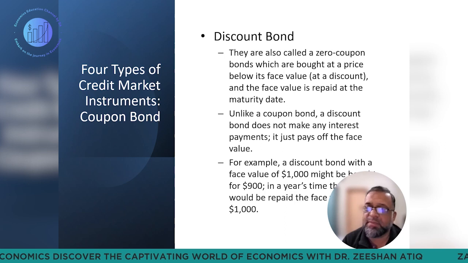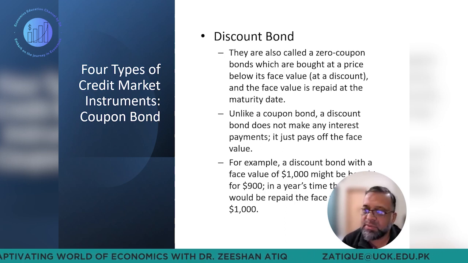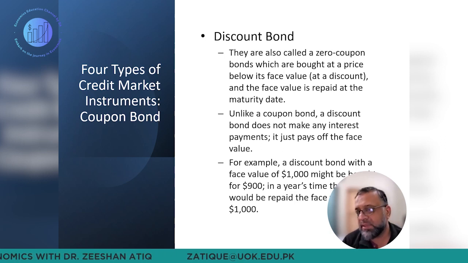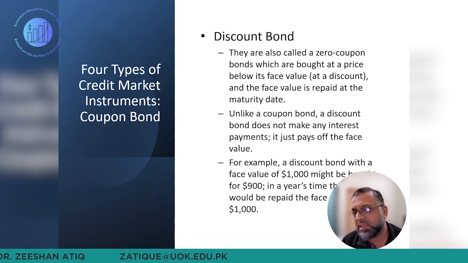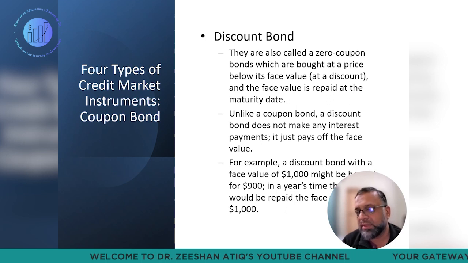Another kind of bond that is very common is a discount bond. What is a discount bond? Discount bonds are again very common. For example, the treasury bills that the government issues are discount bonds, and there are many different kinds of discount bonds available in the market. What does the term discount mean here? If the face value of a bond is $1,000 or 1,000 rupees, you will not get this bond for $1,000. You will get it at a discounted price, which will definitely be less than $1,000 or 1,000 rupees.